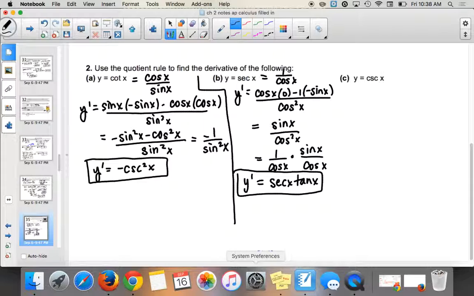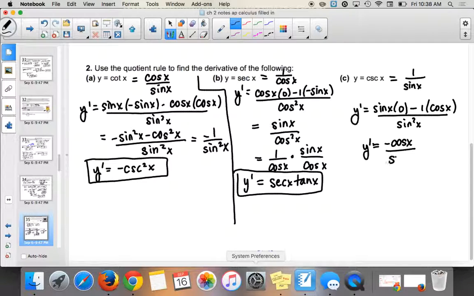All right, so you should be memorizing these for sure. All right, cosecant. So it's 1 over sine. So we get low d high is 0 minus high d low is cosine, all over the square of what's below. So we get negative cosine of x all over sine squared x.